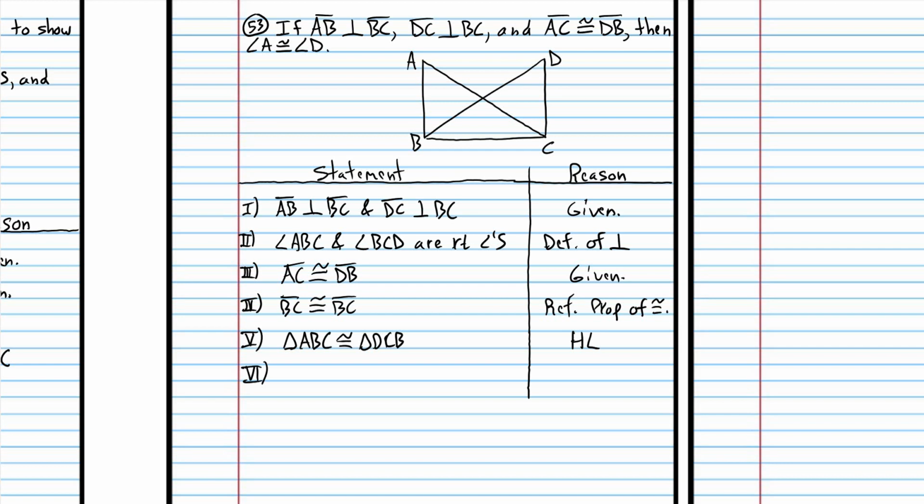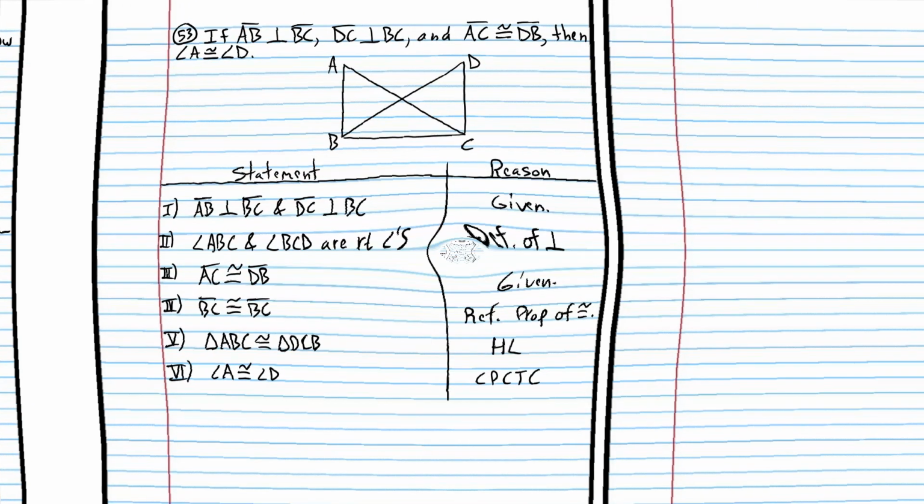And now that we know those triangles are congruent, we can say that corresponding parts are congruent, so angle A must be congruent to angle D by CPCTC. That's just the converse of the definition of congruent polygons. Congruent parts of congruent triangles are congruent. So if you got those answers, good job.